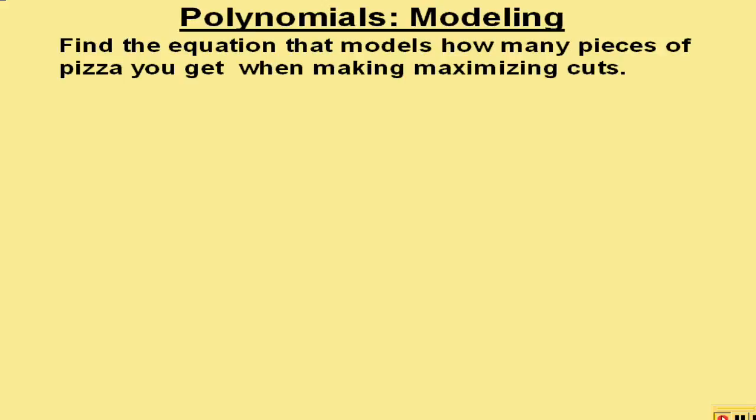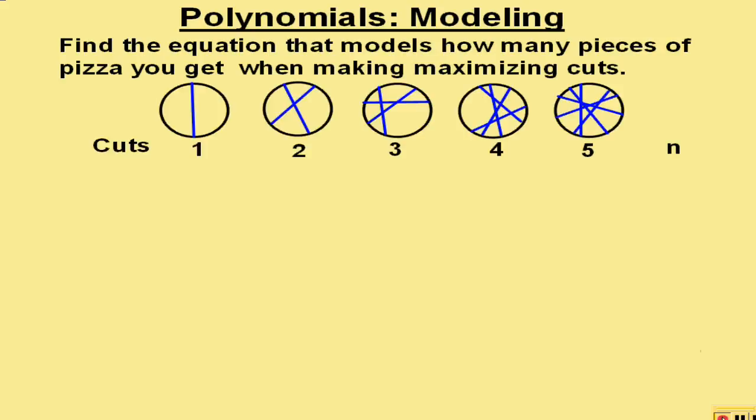Polynomial modeling. Find the equation that models how many pieces of pizza you get when making maximizing cuts. To start the problem, we will draw some pictures, and in doing so, we show the cuts, each time maximizing the number of pieces we can get, and the number of pieces are as follows. With those values now, we will use the finite difference of the y values to determine the degree of the polynomial that will model this situation.